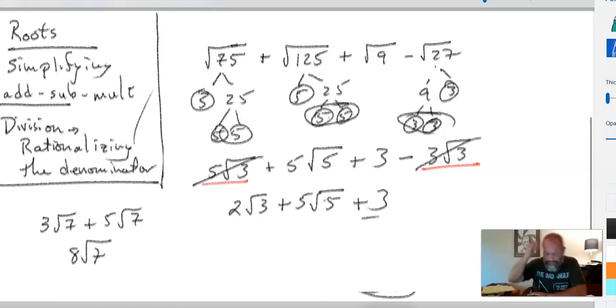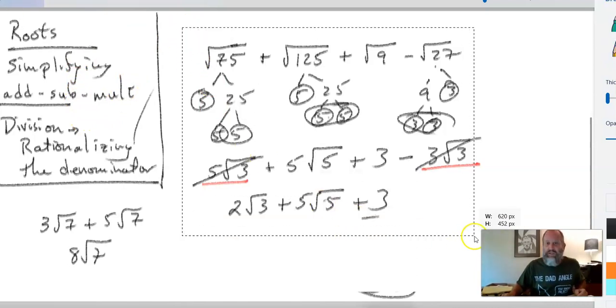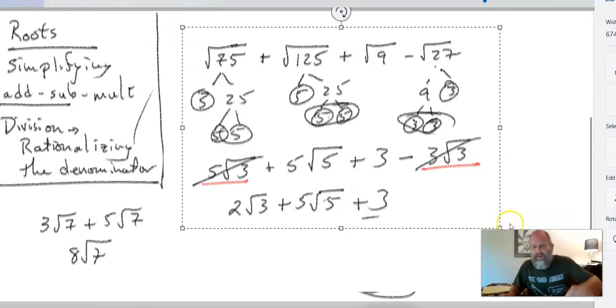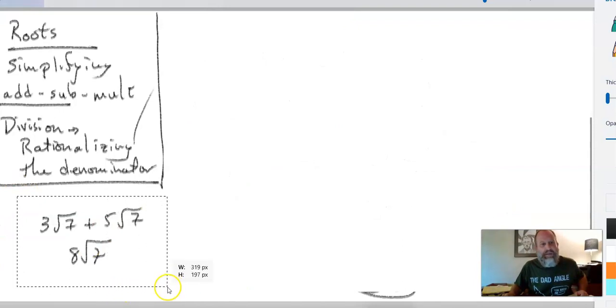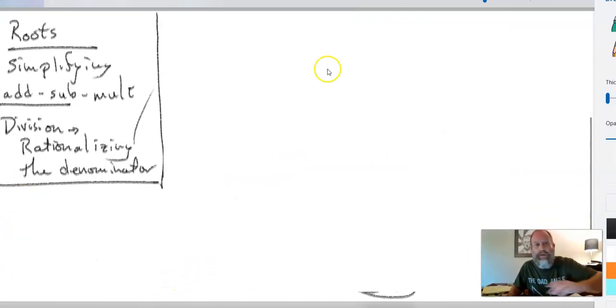Yeah. Okay, good. Now, honestly, that is pretty much what there is to simplifying. There's not much more than that, or to addition and subtraction. Just simplify them and collect your like terms, or your like radicals, I should say. Okay, so we got that.